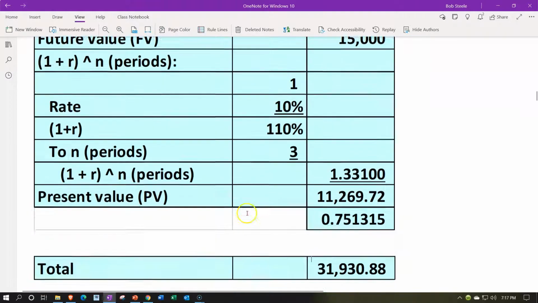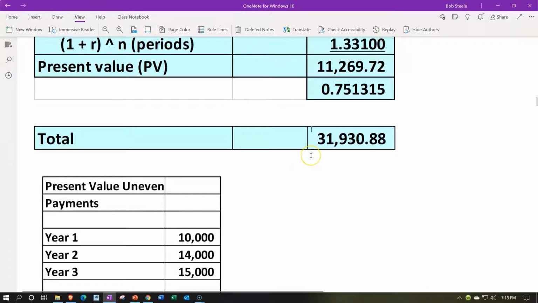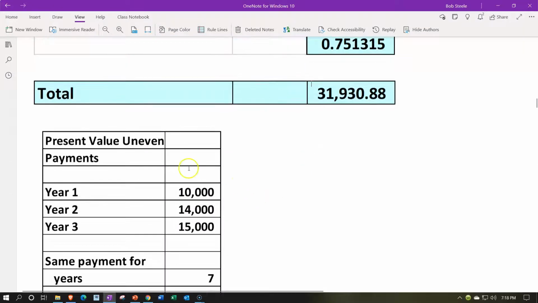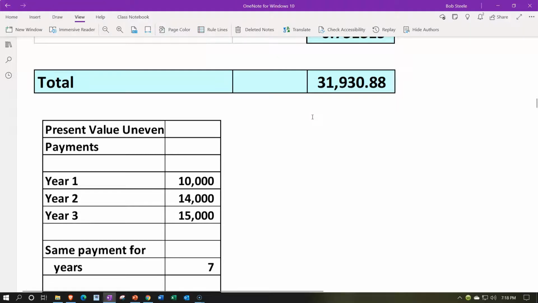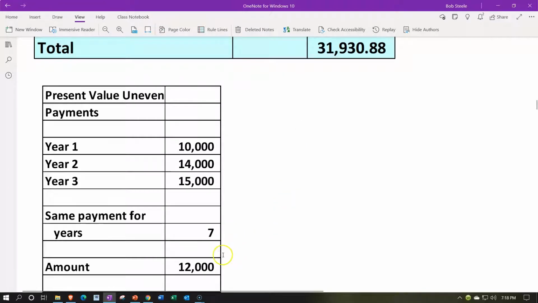We're going to get to then this 31,930.88. So the sum of these 3 payments, the 10, the 14, and the 15, we've present valued one at a time, got to the 31,930.88. The second half of the problem will be to use an annuity to present value this one back to the current time period, and then present value of 1, the 1 payment back 3 years back to the current day.